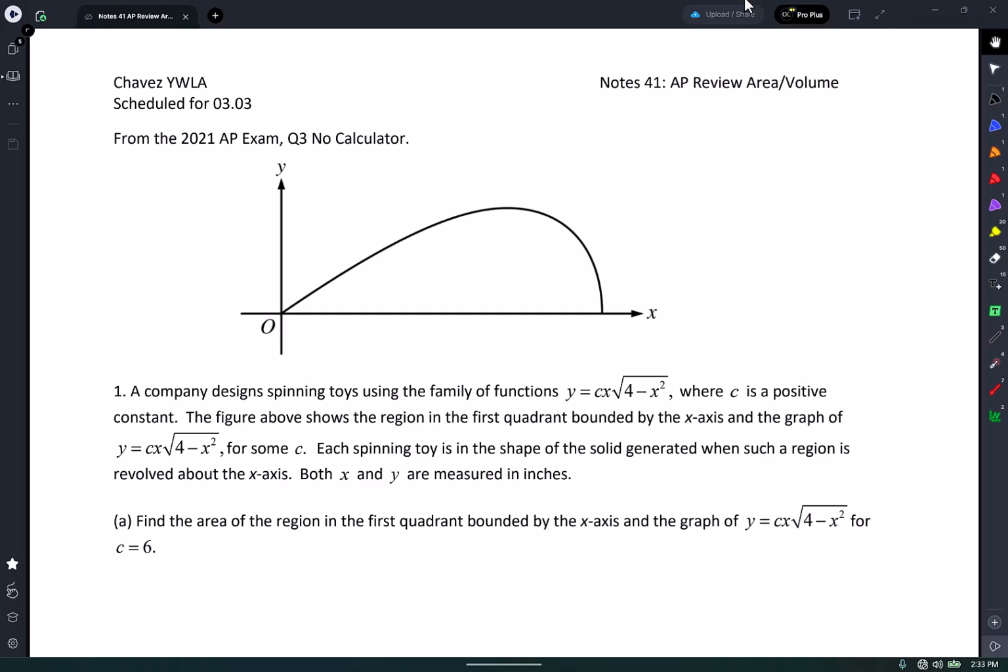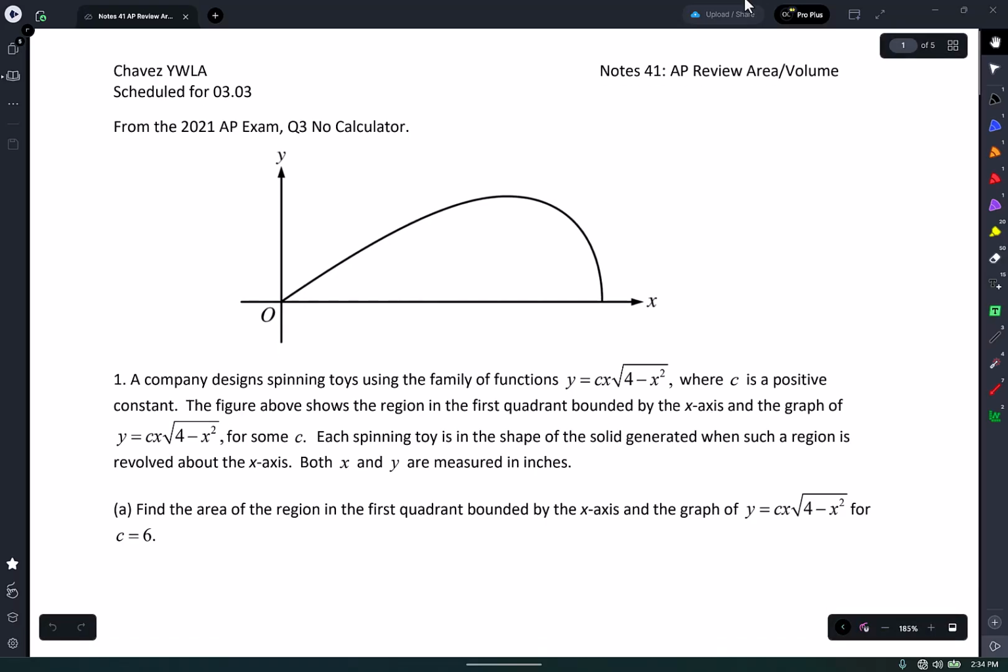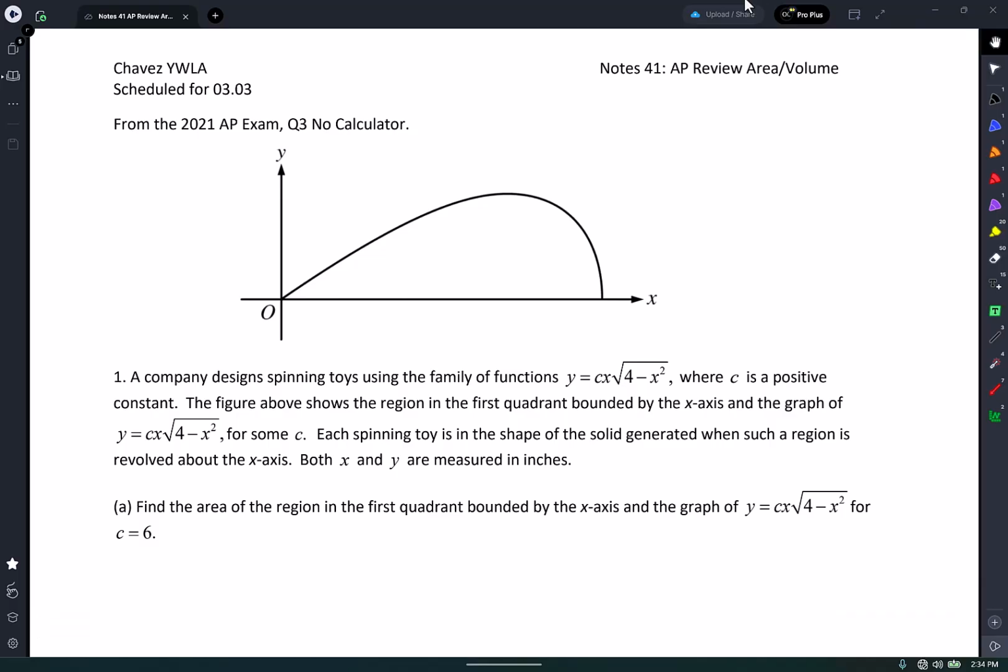So I have this thing here, and it says a company designing spinning toys using the family of functions. And here's the family of functions, where C is a positive constant. The figure above shows the region in the first quadrant bounded by the x-axis, and the graph of y equals cx squared of 4 minus x squared. For some C, each spinning toy is in the shape of a solid generated when such a region is revolved about the x-axis. Both x and y are measured in inches.